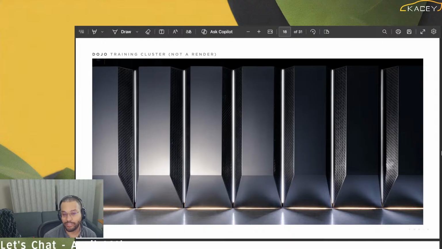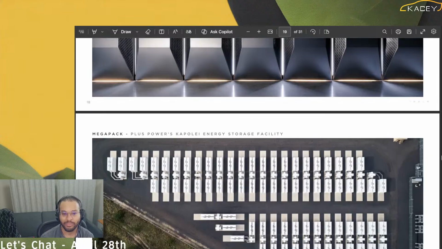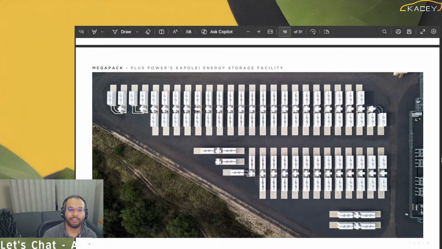The Dojo training cluster. They say it's not a render, so this should be a photo. Photo of the actual cluster. Nice. The Megapack Plus, Plus Power's Capoli Energy Storage Facility. There you go. That is beautiful.